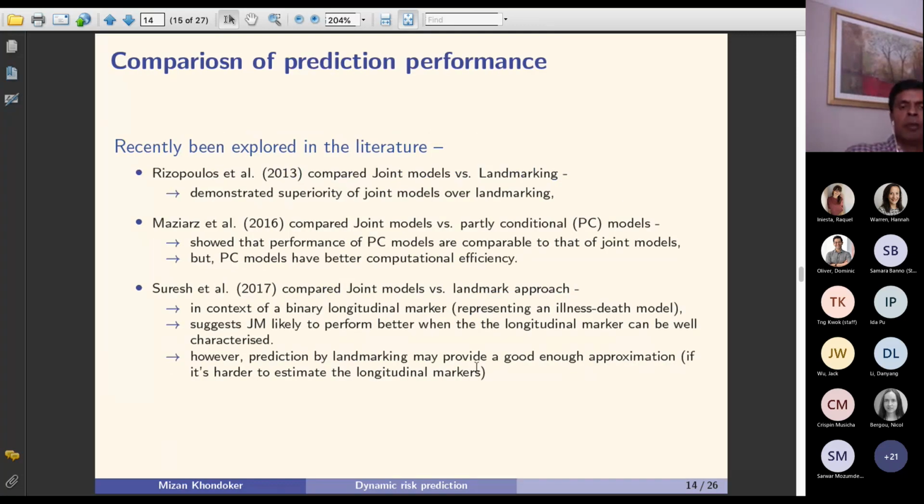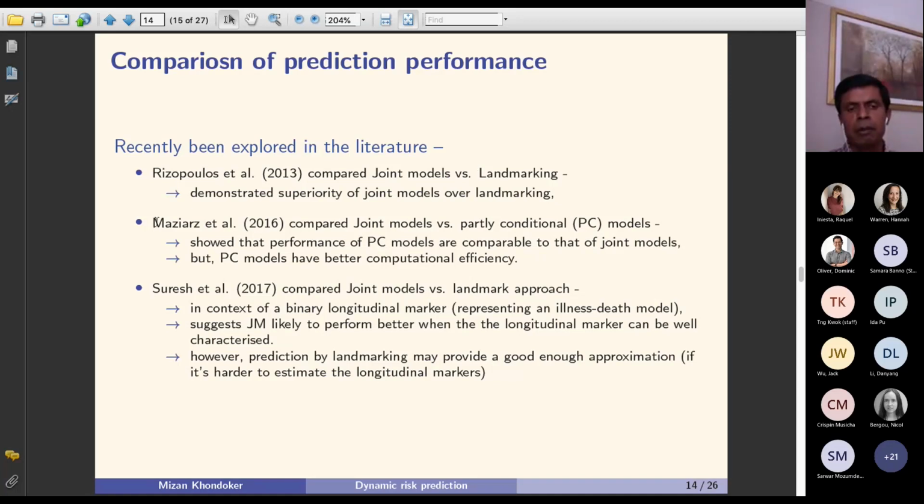Just a literature review of what people have done in terms of comparison previously. Using various functional forms of the relationship between the longitudinal model and the time-to-event process, Rizopoulos et al. 2013 demonstrated that the joint model performs better than landmarking. This author has a lot of publications on dynamic prediction and joint models, so obviously it's not surprising that the joint model performs better than landmarking according to this evaluation.